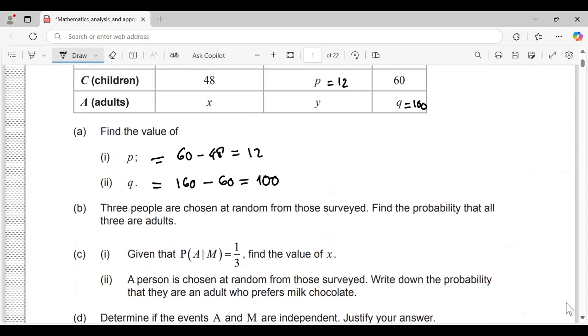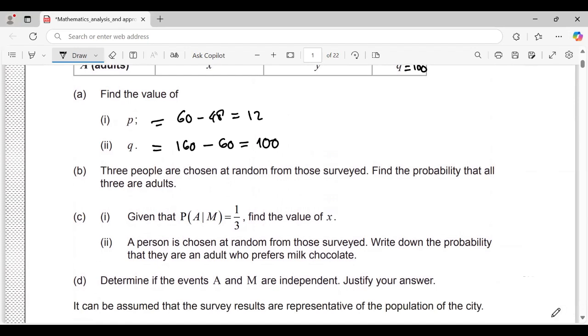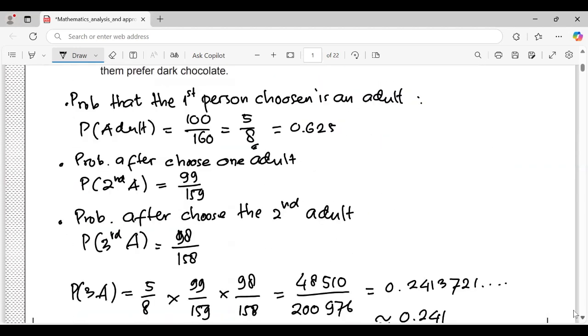C. Given that the conditional probability of A given M is 1/3, find the value of x. A person is chosen at random from the survey. Write down the probability that they are an adult who prefers milk chocolate. This is part B, and this is part C.